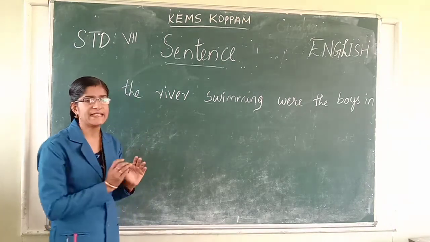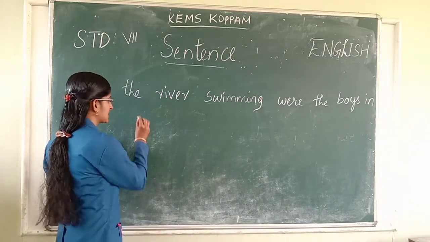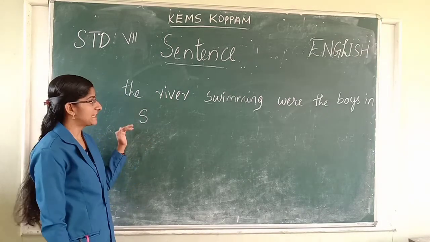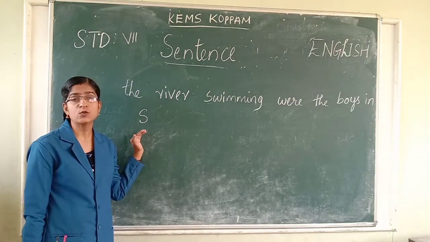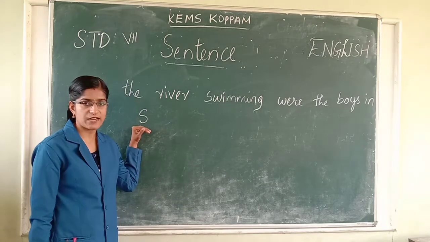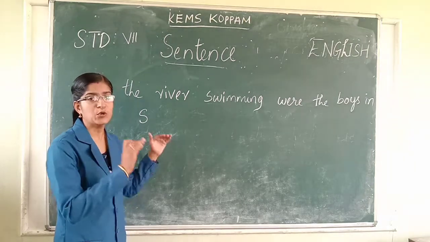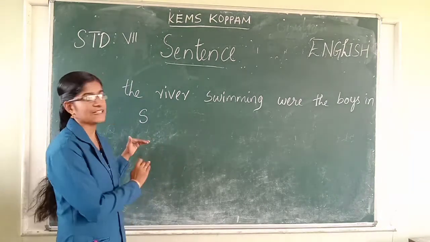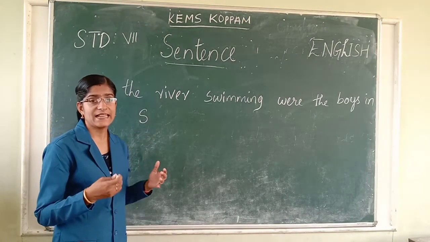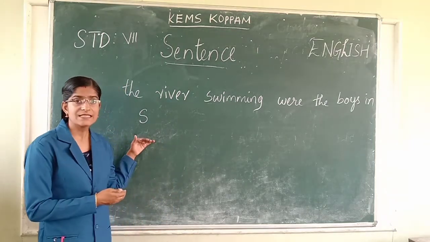Okay, for writing a sentence, it has an order. First we want to write the subject. What do you mean by subject? A subject means the person who is doing an action in a sentence. The doer of the action. In a sentence, who is doing the action? He or it is called the subject. Otherwise, in a sentence, whom we are talking about is called the subject.